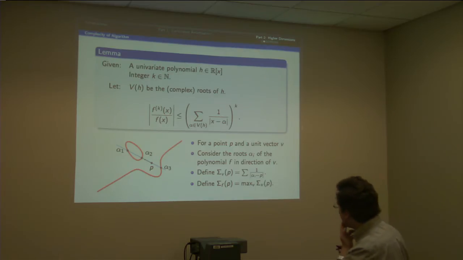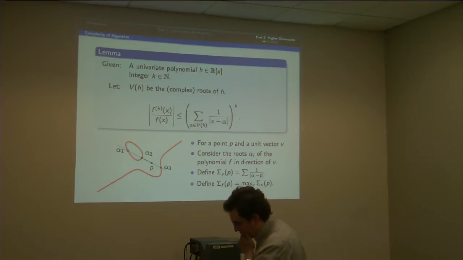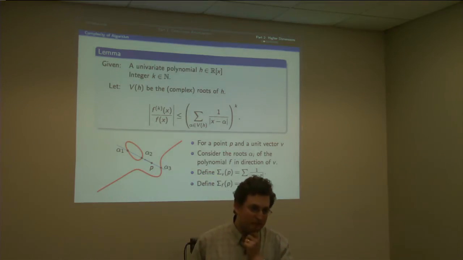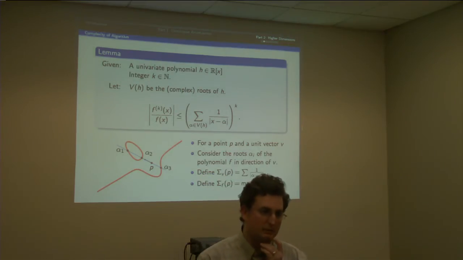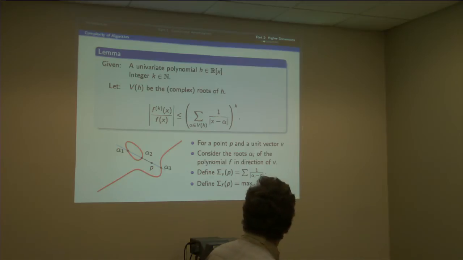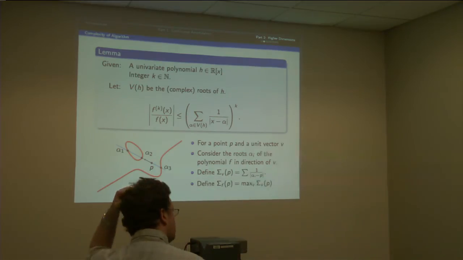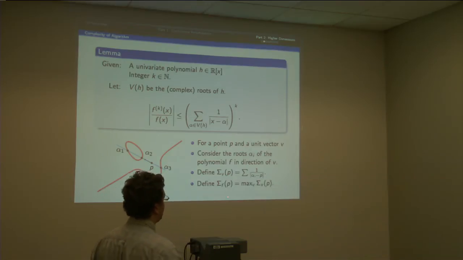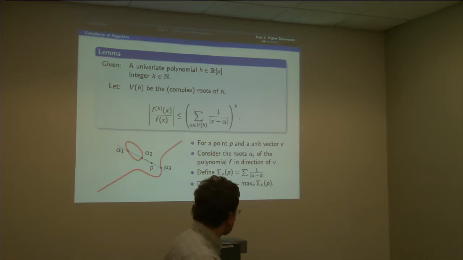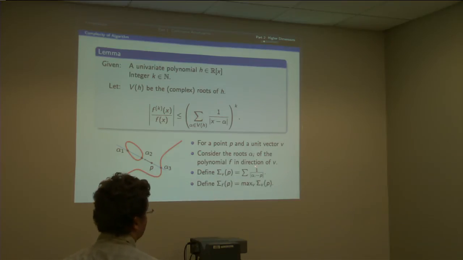Now, if we think about this, I picked a direction, a unit vector. Unit vectors come from a sphere. Sphere is compact, so there's a maximum. So I take whatever direction gives me the worst case, and that's going to be what I call sigma f of p. So it's a geometric bound, and it says, okay, it's some vector, some direction. If I travel in that direction, that's my worst case. And it's based on 1 over the distance to the curve.